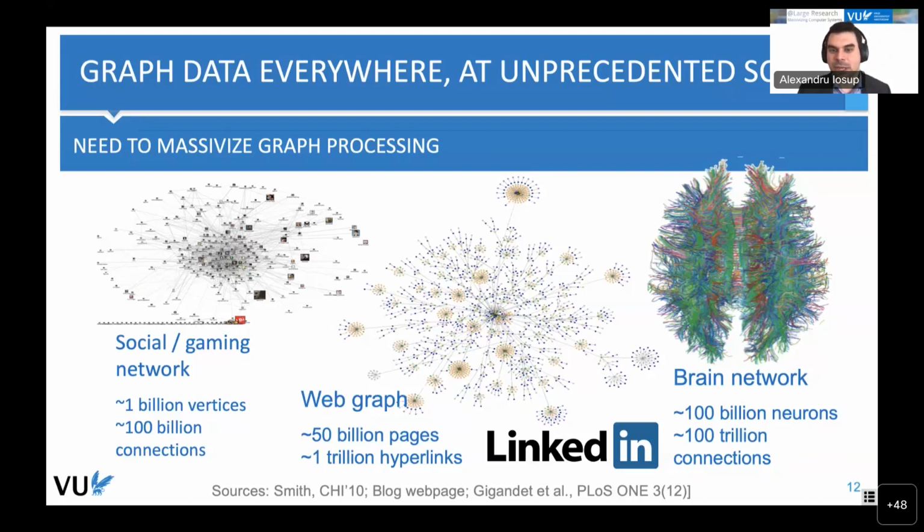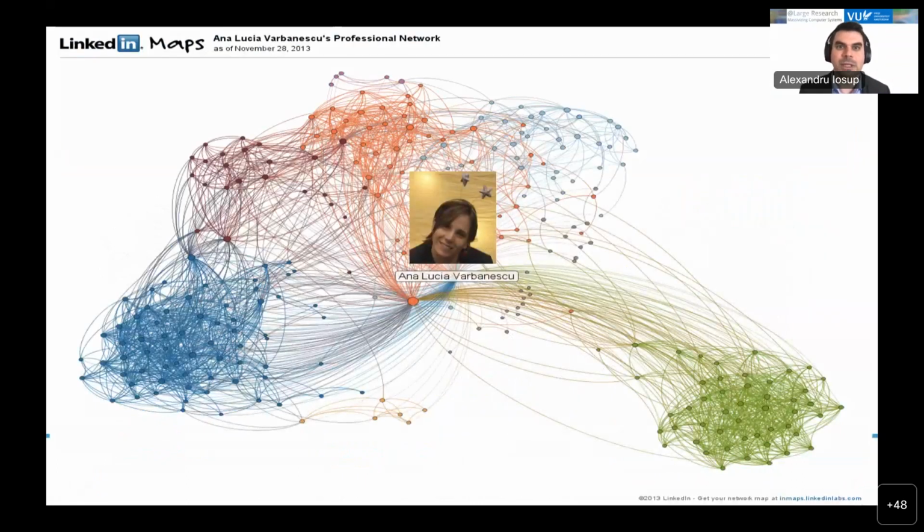And what's the challenge? Apparently we have the graphs, we have applications for them. What's the challenge? Well, if you want to actually mine even a relatively good size, but still not the largest, a relatively normal professional network.